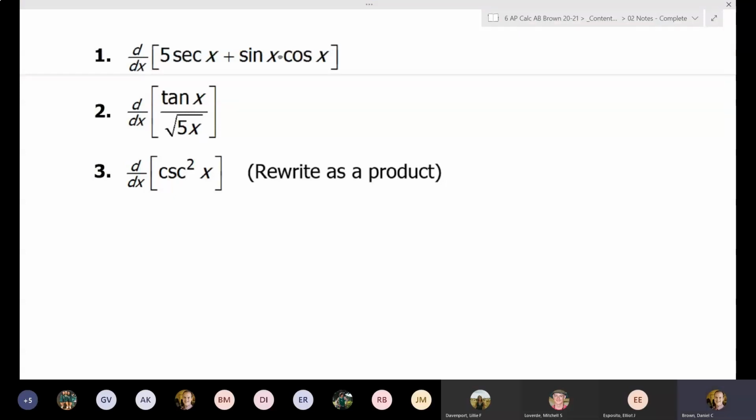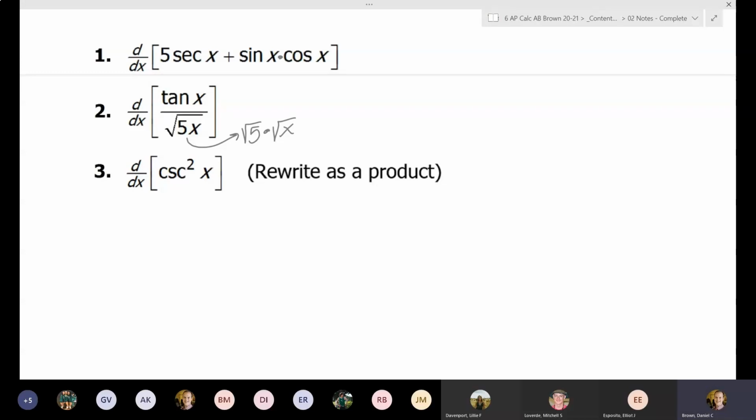The hint I will give you for the second one as you're starting it: that square root of 5, I would think of it as the square root of 5 as a coefficient times the square root of x. So that square root of 5 acts as a coefficient. And I typed in the hint for the third one. If I see cosecant squared, I would think of that as cosecant times cosecant, and then do a product rule.